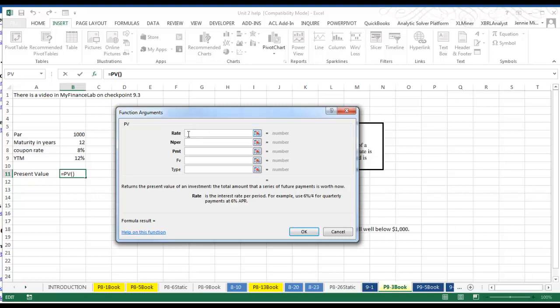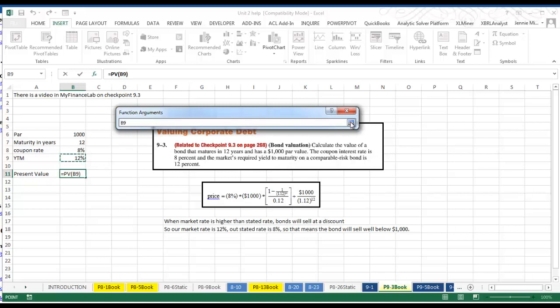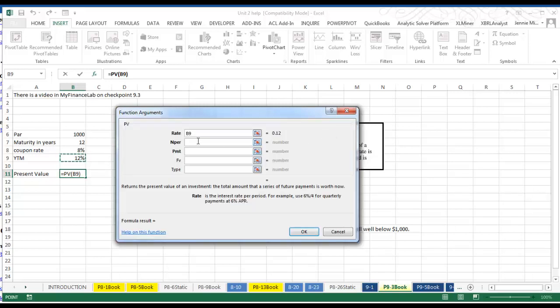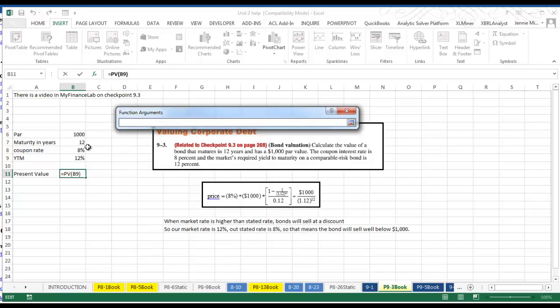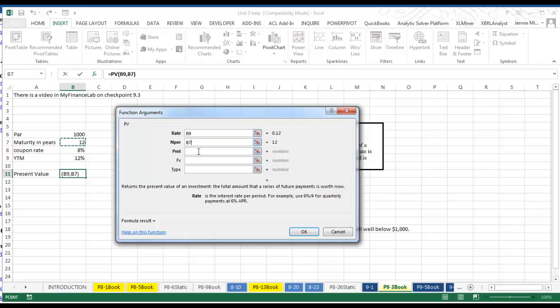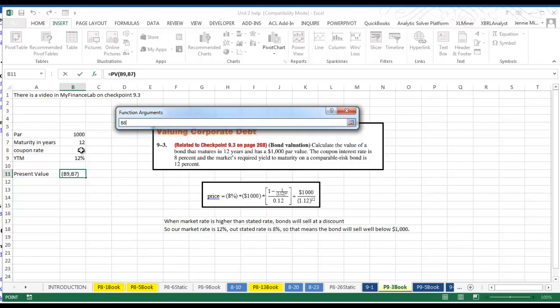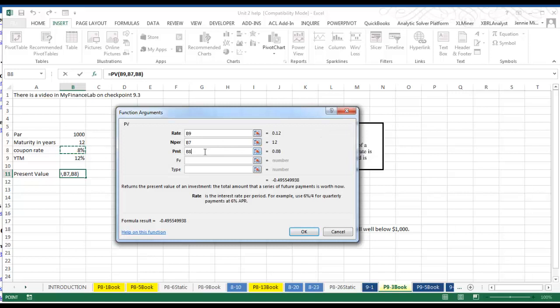In the rate, you always want to use this rate here, so I'll go ahead and pull that number in. The number of periods is going to be the maturity in years. In this case it's 12 years. Then our payment is going to be the coupon rate times the 1,000. That's what we're going to earn each year. We're going to take the 8% and multiply that times 1,000.